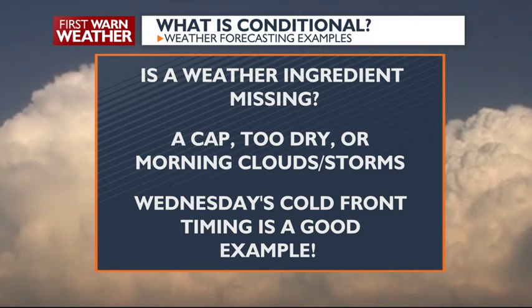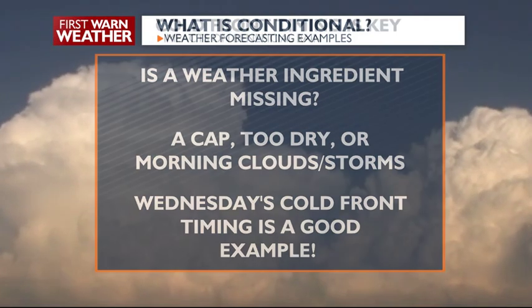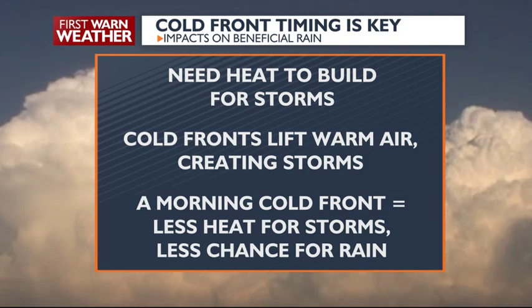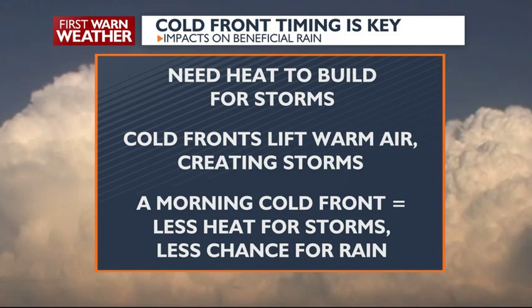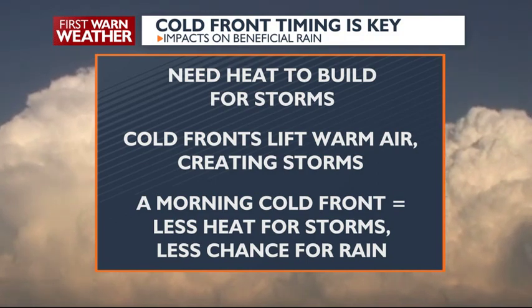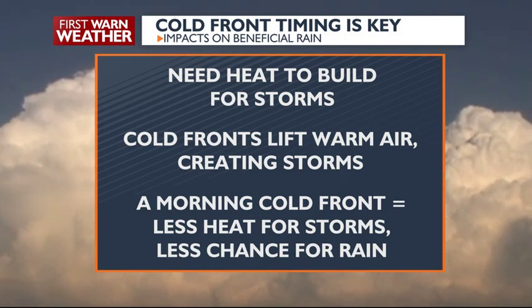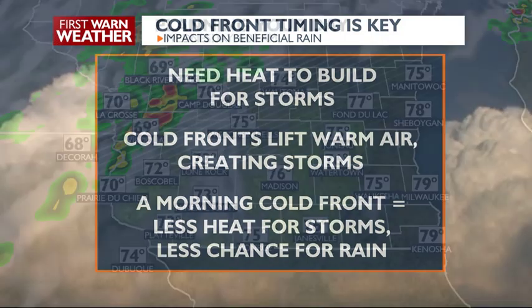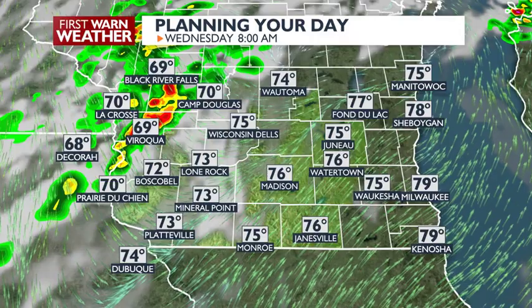Wednesday's cold front is a brilliant example, in my opinion, of a conditional weather forecast. If that weather front doesn't come through at the right time, you might not get the rain, in this case, that you need. Why is that? First, you need the heat to build the storms. Two, that cold, dense air lifts that warm air, creating storms. But if that front comes through in the morning or late at night, when the heat of the day hasn't built up optimally for storms, you've got less heat for the storms, and that means less of a chance for rain. And this shows in our future track model.